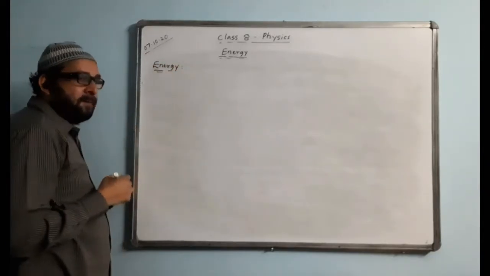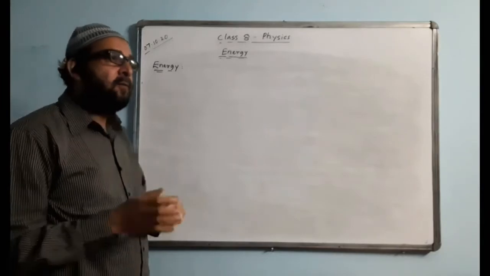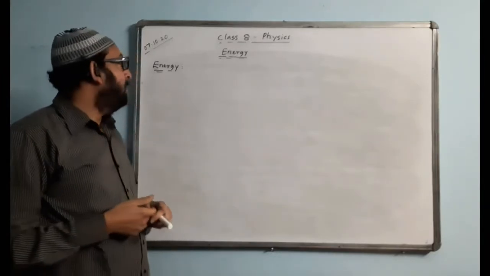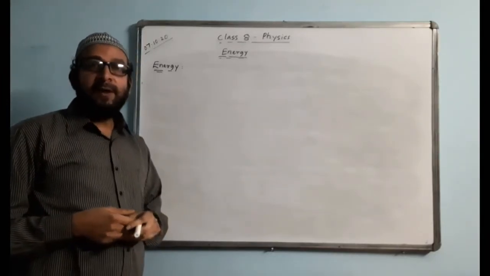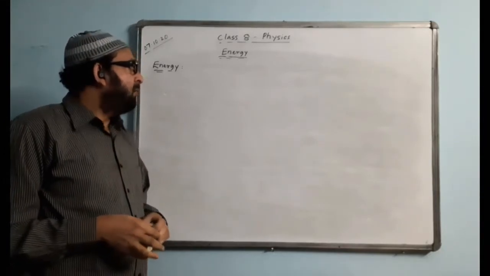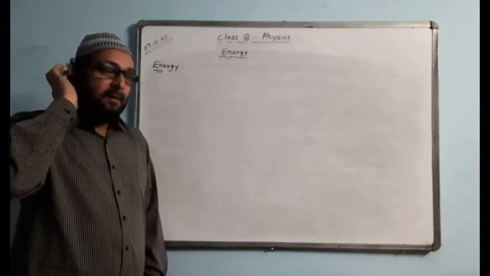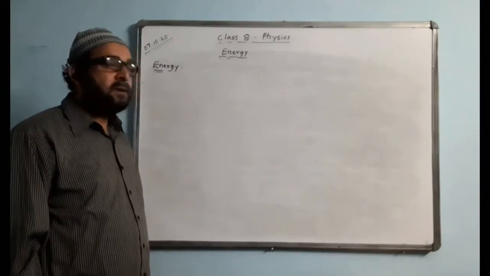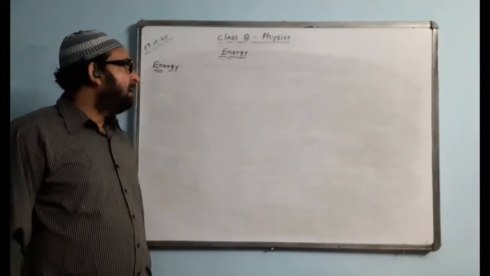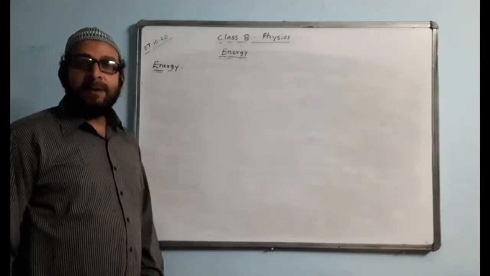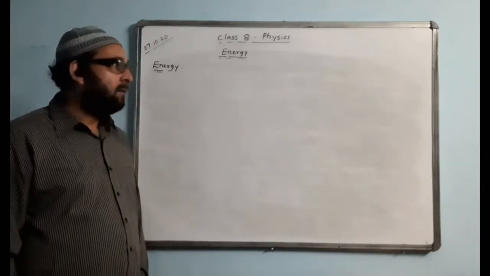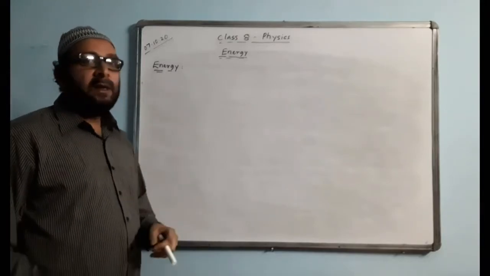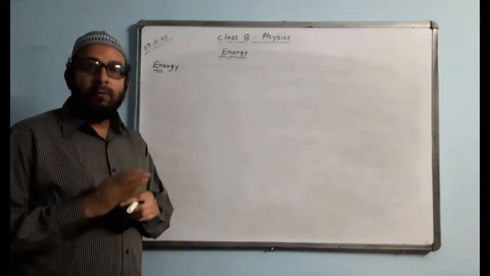Definition of energy. What is energy? We define work, we define power. Now you have to define energy. What is energy? We say the capacity of a body to do work is called its energy. Or the energy is the capacity of doing work. It is the capacity of a body to do work.